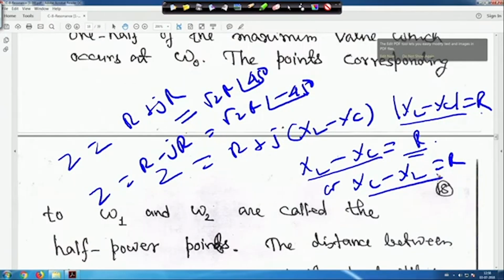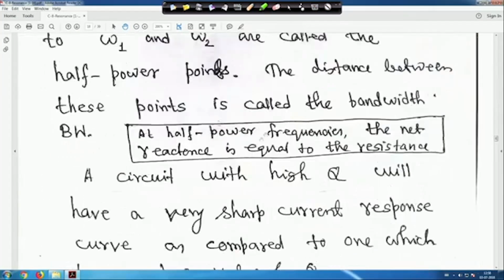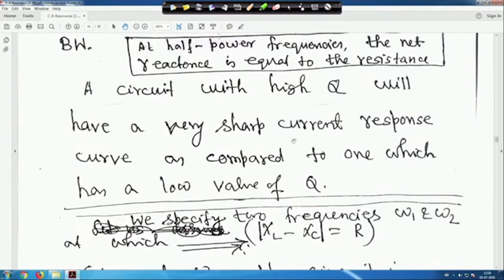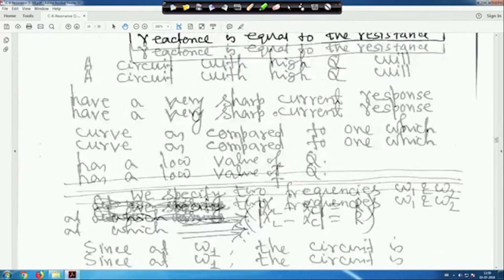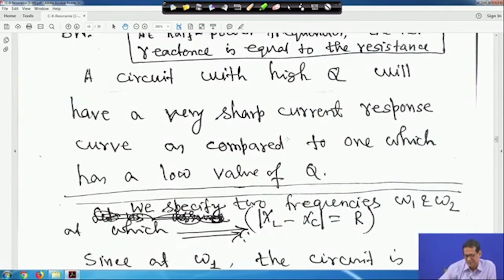Therefore, at half power frequency the net reactance is equal to the resistance. That means a circuit with high Q will have a very sharp current response curve as compared to one which has a low value of Q. Several graphs, admittance versus frequency, are shown, and from that you can easily justify this.